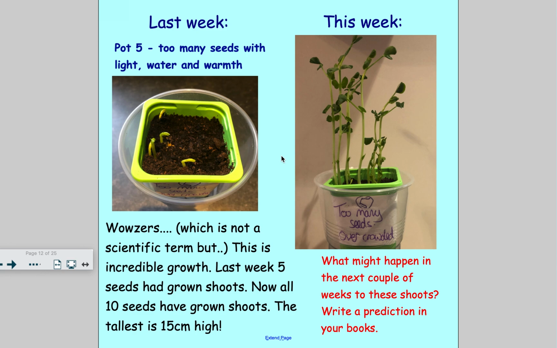And what's really interesting is that the tallest one of these beans is 15 centimetres high. Now, if you remember, pot 1, which is growing next to this one, so they're both receiving the light, the water and the warmth, has grown to 10 centimetres. But the tallest one in this pot has actually got to 15, which is incredible when you think about it. So that's basically grown 10 centimetres. No, what am I saying?